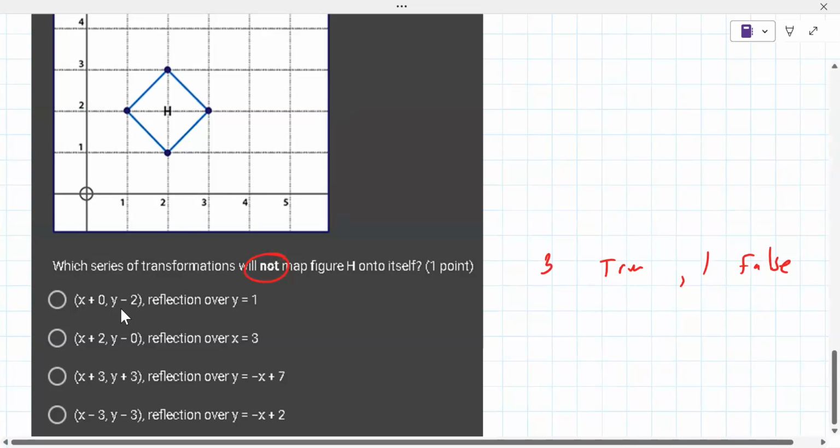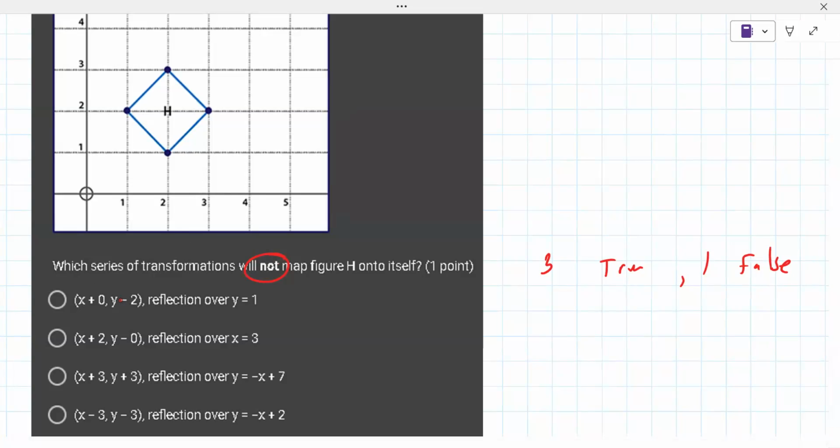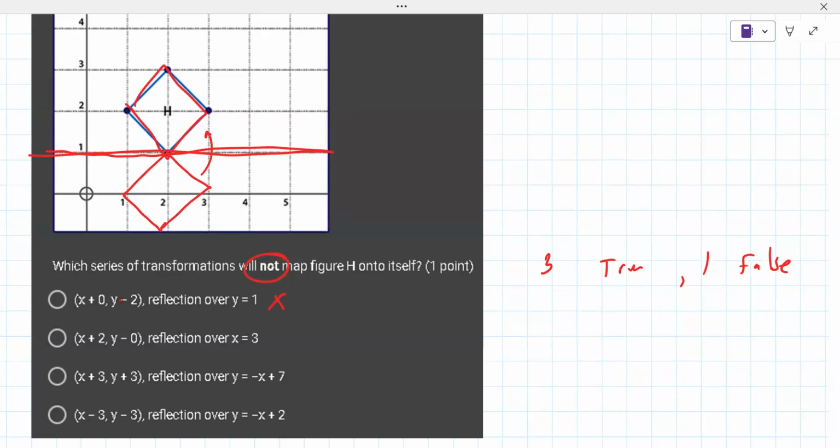So the first one, we'll just do the first one here. X plus 0, y minus 2. So that moves it down 2. So everything goes down 2. So it comes down here. And then it reflects over y equals 1, which is this line right here. So that one does go back onto itself. Do you see that? Do you agree with that? Yeah, I agree. Okay.